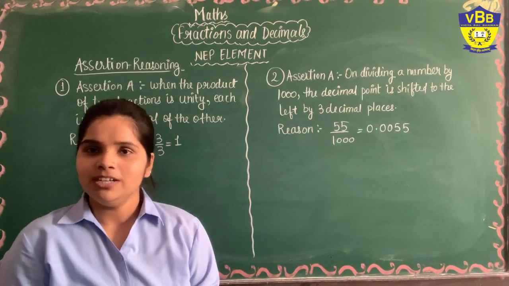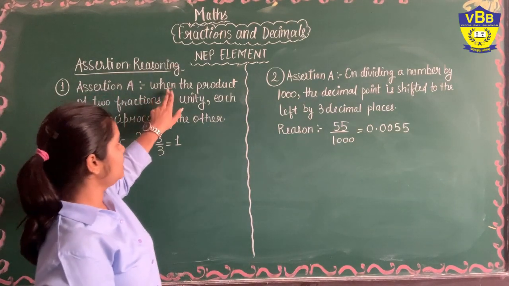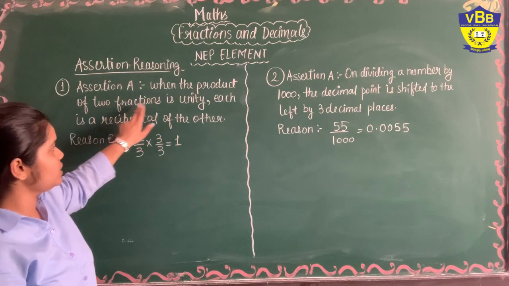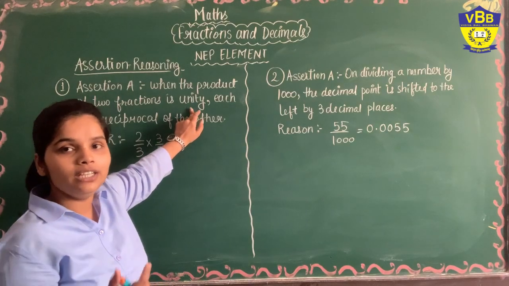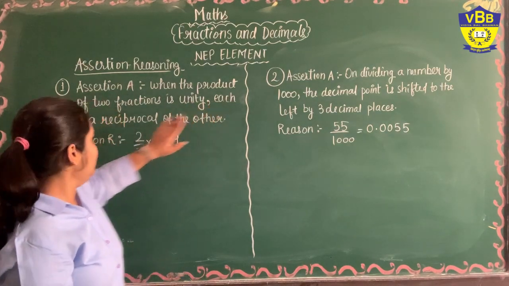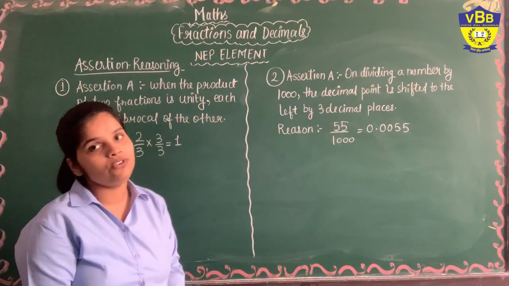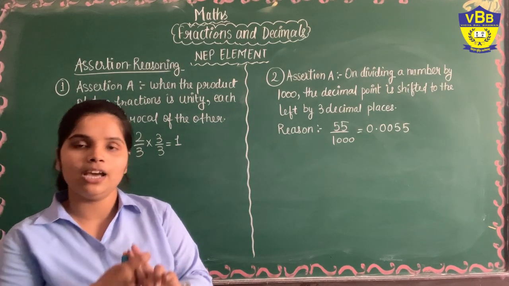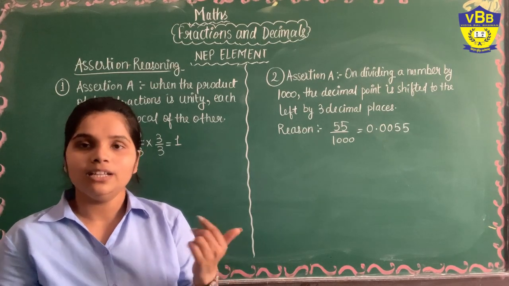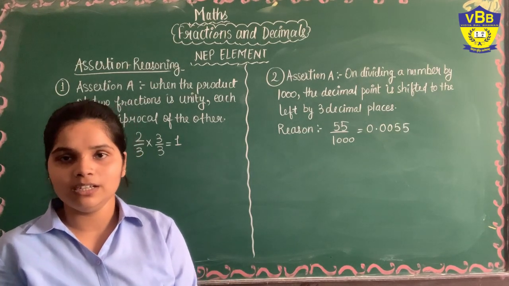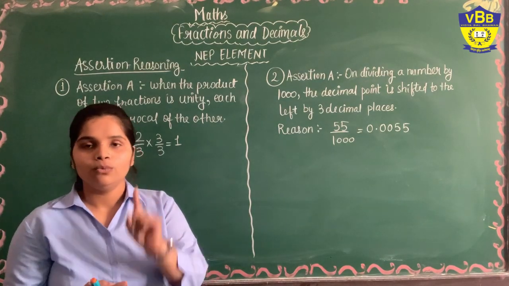So, let's do some assertion and reasoning questions. The first one is, the assertion A is given that when the product of two fractions is unity, that means you are multiplying two fractions and the answer is coming unity. Unity means 1. So each one of the fractions is a reciprocal of the other. If you are multiplying two fractions and the answer is coming 1, that means obviously both of the fractions are reciprocals of each other. As we have studied, when we multiply a number with its reciprocal, the answer comes 1.